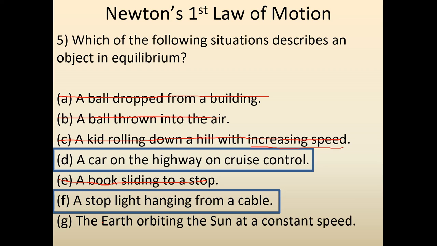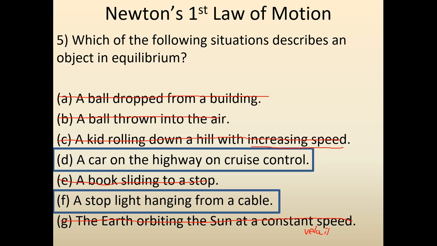The Earth orbiting the sun at a constant speed. Now, a lot of people will immediately pick up on the words constant speed and believe that this is in equilibrium, but it is not. Now, you might be wondering why. If you recall, the previous definition I gave was that an object is in equilibrium if it is at rest or at a constant velocity.